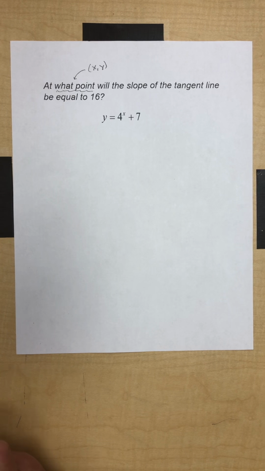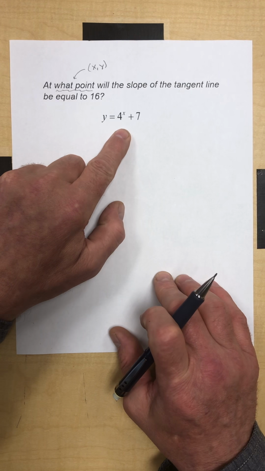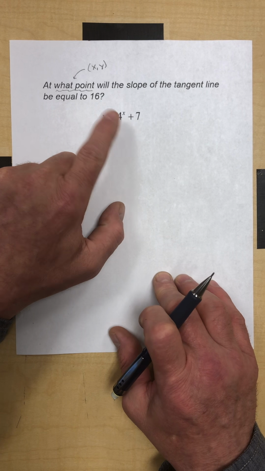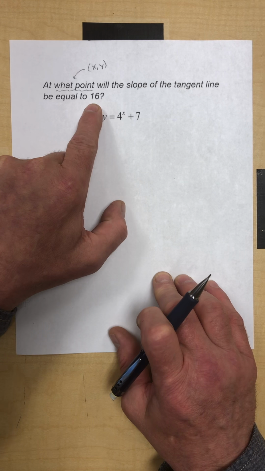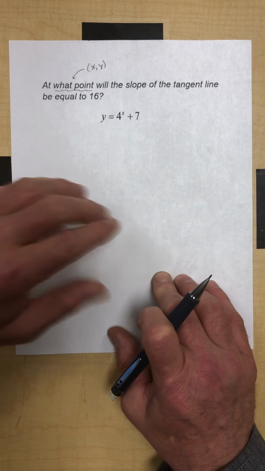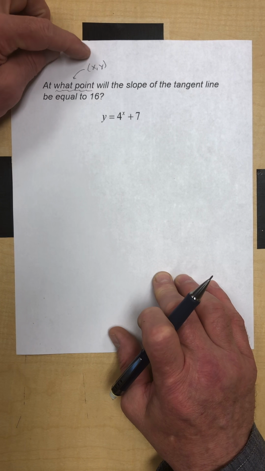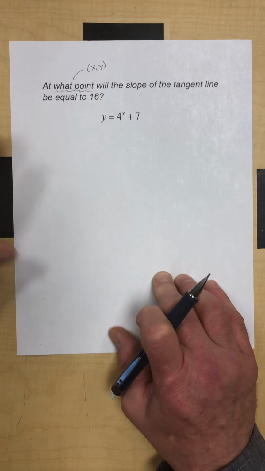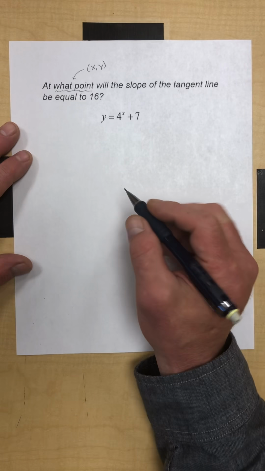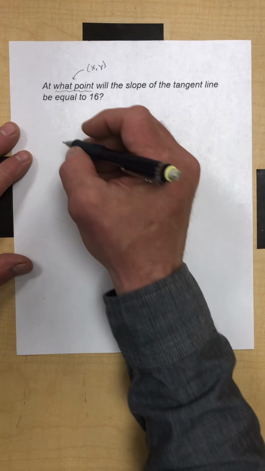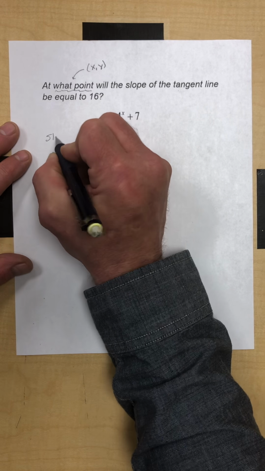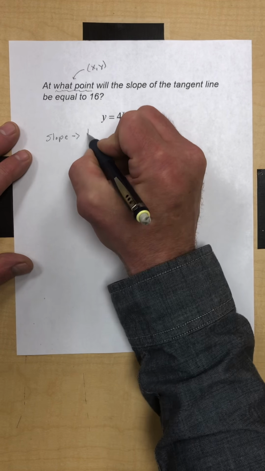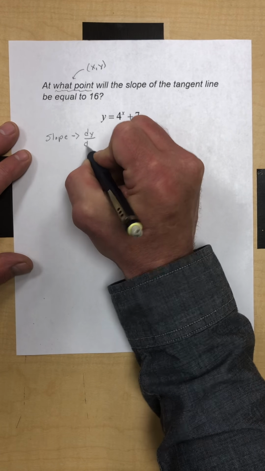So to be able to do this, we have to take the derivative of y, and that gives us our slope function, and then we set that equal to 16. Then we solve for x, and when we get x, that'll be our x-coordinate, and once we have our x-coordinate, we can put that right back in here and solve for our y-coordinate. So let's see, we've got to do dy/dx. The slope that we're looking for will be dy/dx.